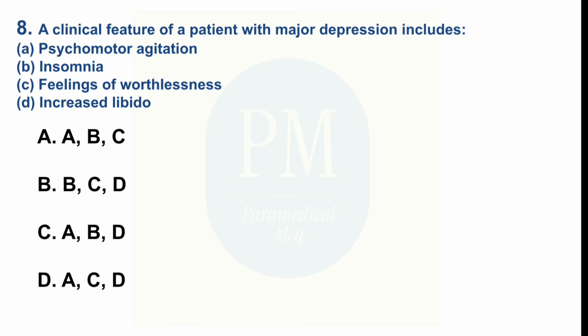A clinical feature of a patient with major depression includes option A, psychomotor agitation. Option B, insomnia. Option C, feeling of outlessness. Option D, increased libido. The correct option is option A, psychomotor agitation.